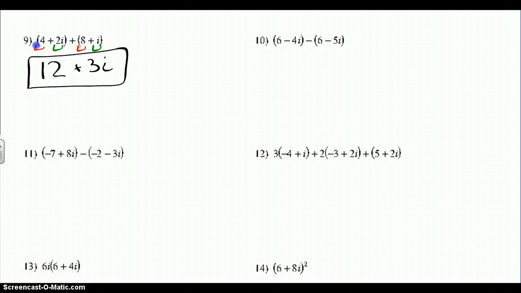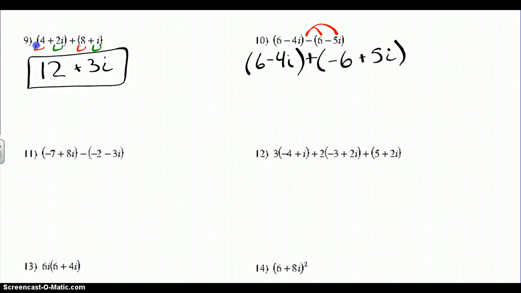Okay, number 10. Now it's the same idea, but it's subtraction. So the first thing we've got to do is distribute this -1. Turn it into addition. It's much easier. Okay, so now I have 6 minus 4i. The first one stays the same. If I get rid of that -1, it's now addition. And in parentheses, the next one is -6 plus 5i.